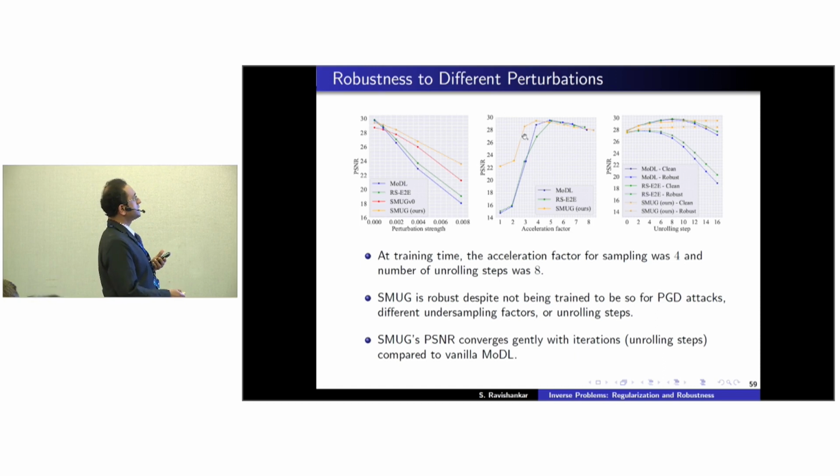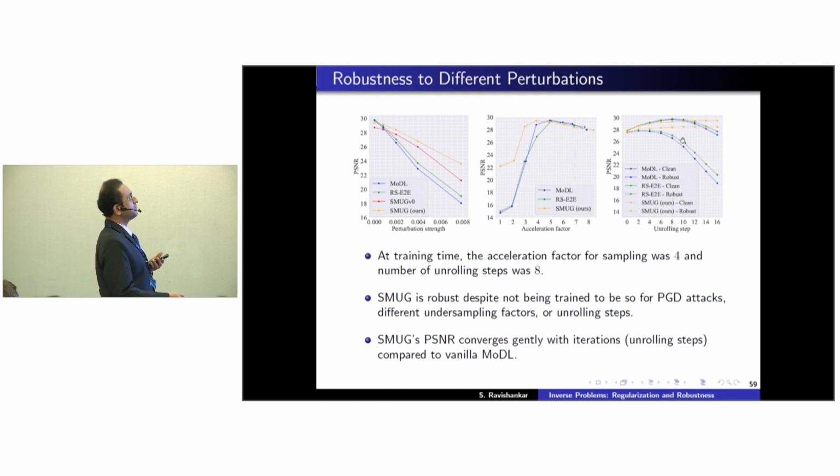The second plot is looking at what happens if you change the sampling rate at testing time compared to training time. And again, we found that with SMUG, the image reconstruction is quite robust when you change the sampling rate compared to the other methods, vanilla MODL or even the end-to-end randomized smoothing.